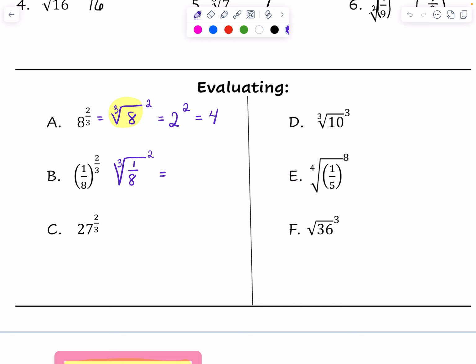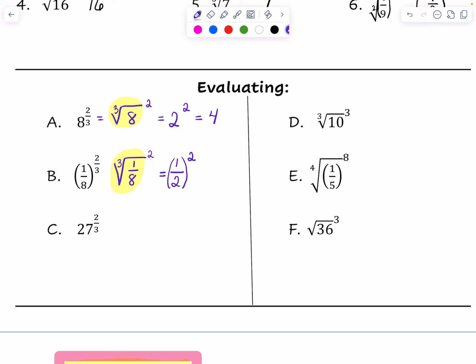Okay, now if I'm just looking at this piece, what number times itself 3 times will give me 1? Well, that's 1. What number times itself 3 times will give me 8? That's 2. So the cube root of 1/8 is 1/2. Look at letter A. The cube root of 8 was 2. So the cube root of 1/8 is 1/2. See if you can make a connection there.